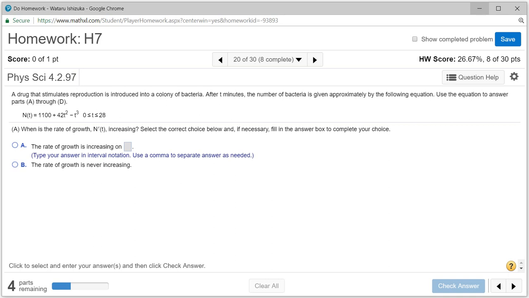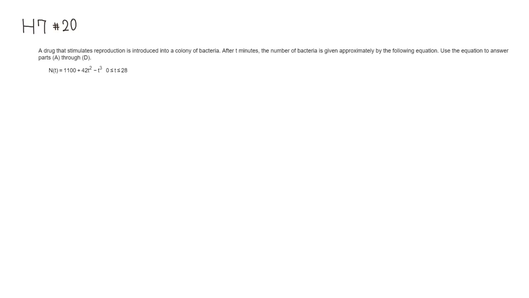Alright, let's look at homework 7, problem number 20. We have this function N of t given, and in part A, when is the rate of growth N prime increasing? We have to look at the derivative of N prime, which is the second derivative. So let's do that.